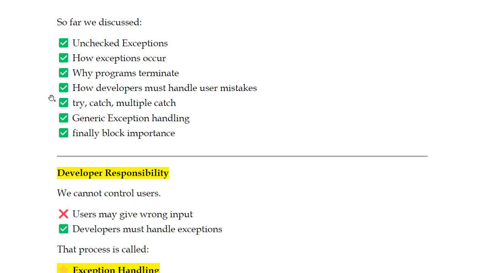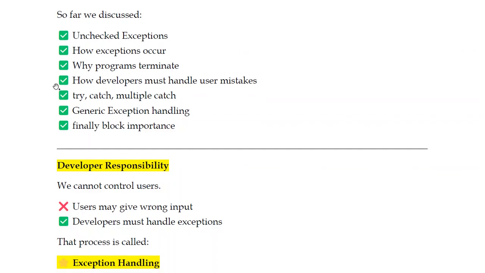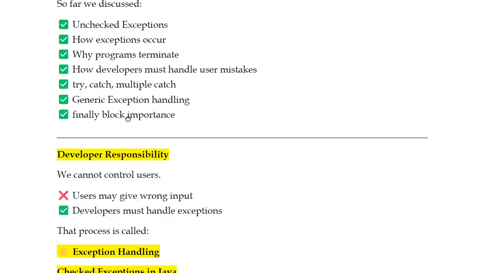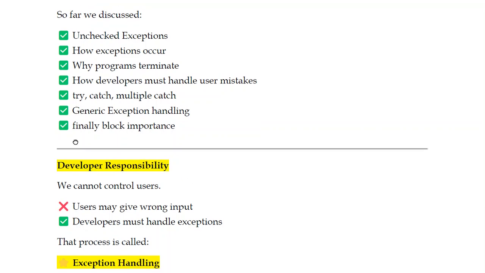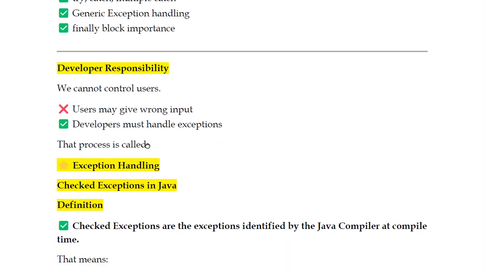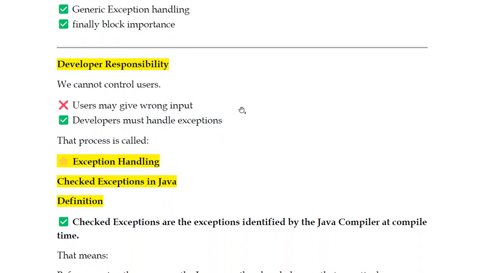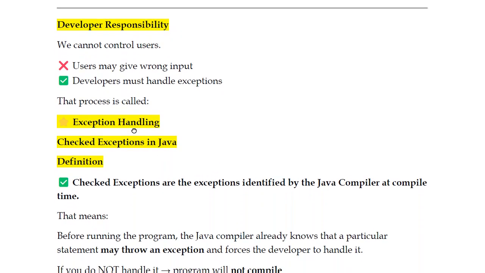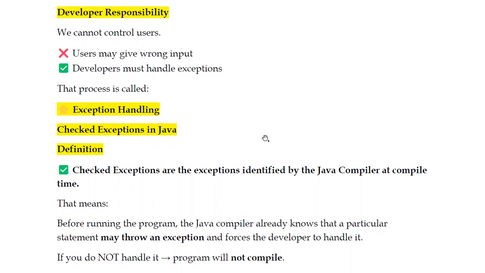We have discussed how an exception occurs, why programs terminate, and why the rest of the code is not executed due to the exception. We discussed how developers must handle these user mistakes: try, catch, multiple catch blocks, and generic exception handling. Instead of writing a lot of catch blocks, use the generic class whenever it is required. At last, we discussed the importance of the finally block. It is the developer's responsibility, because we can't control the users, and users may give wrong input. Developers must handle the exception. This process is called exception handling. Now we can understand what exception handling is and what you are going to handle.